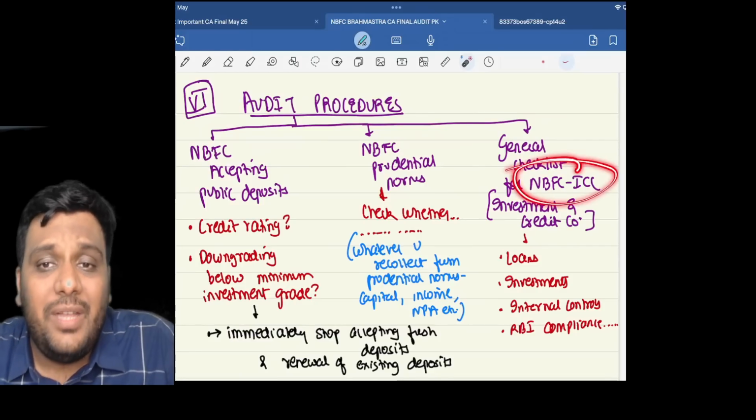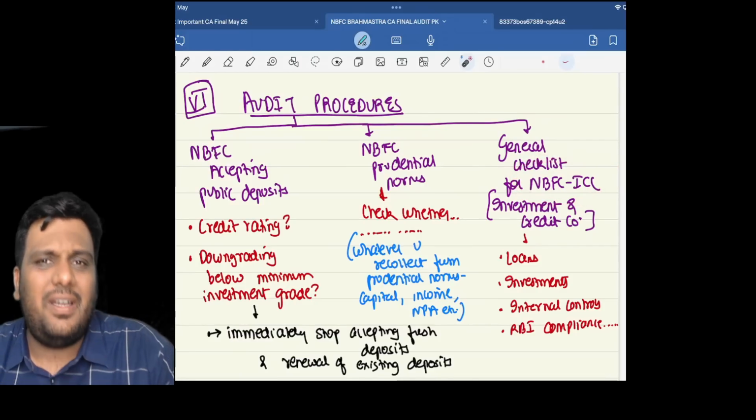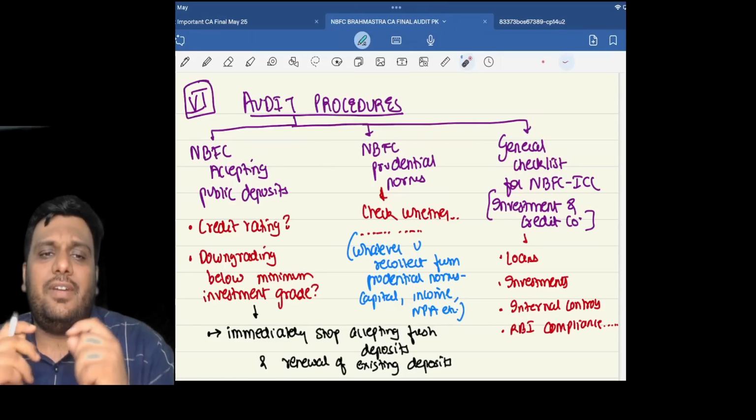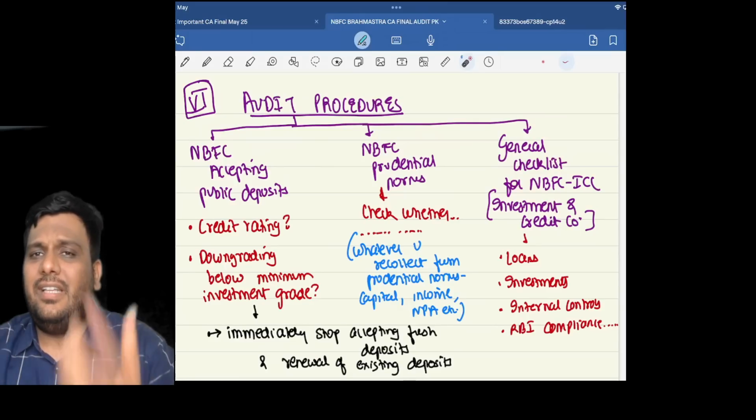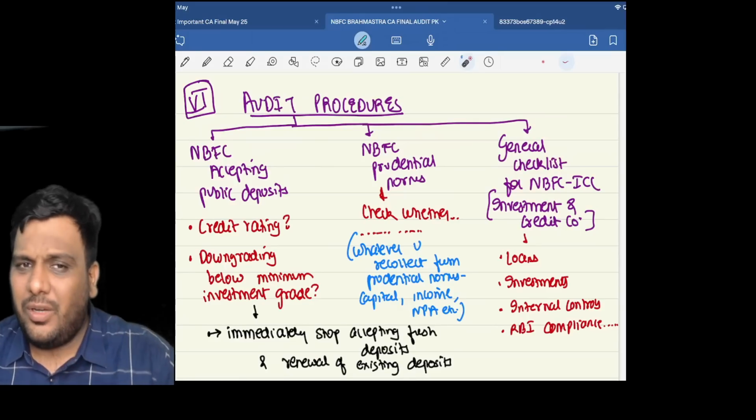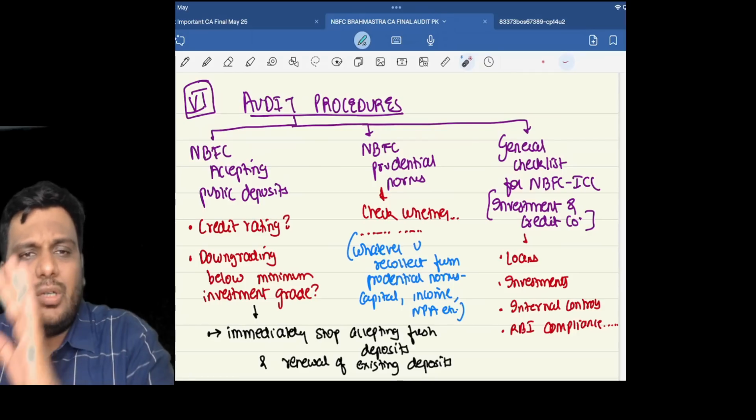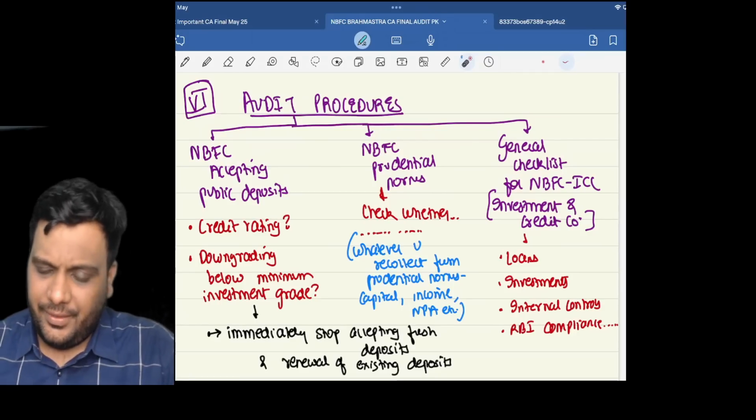Then if they ask you NBFC, ICC, there are about 16 points which they have given. ICC is investment and credit company. So whenever someone gives investments, loans, all right, internal controls, RBI compliance, lots of points that you can write over here. You will be allowed to write on your own over there, a general audit checklist.